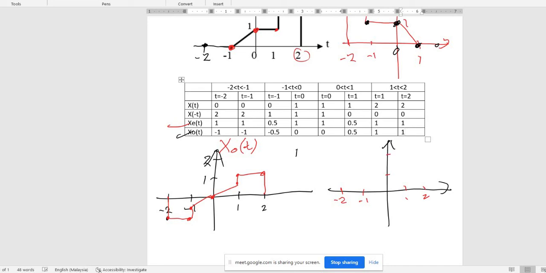Okay, so you have 1, 1, 1, 0, 0.5, 1, and then 1, also the same 1, negative positive 0, 0.5, and then you have 1 and 1. This means that you follow the sequence.